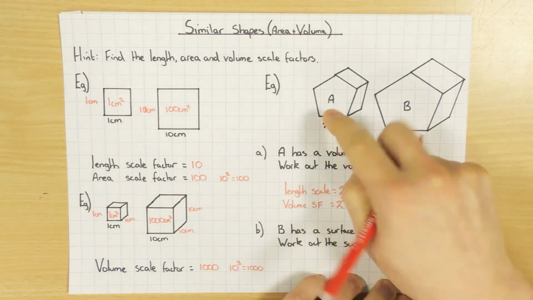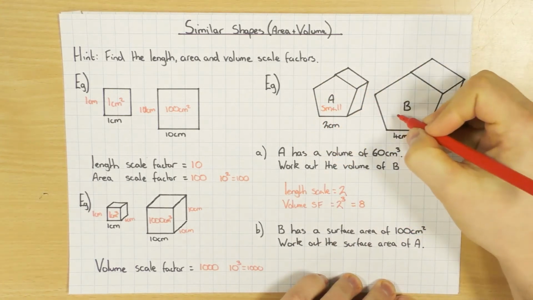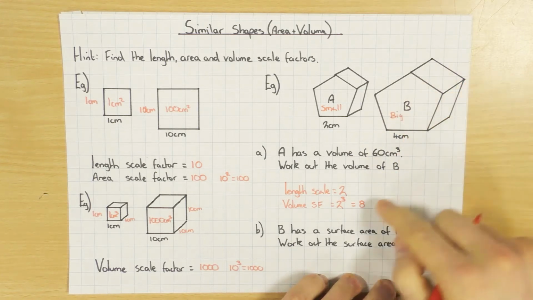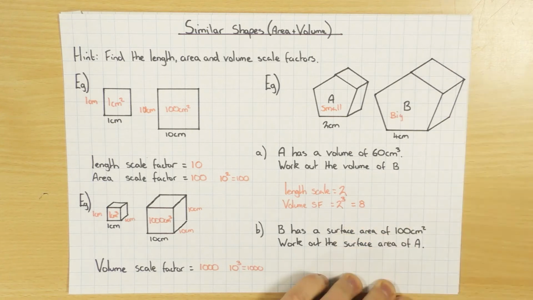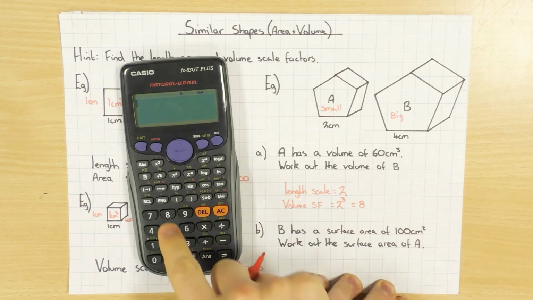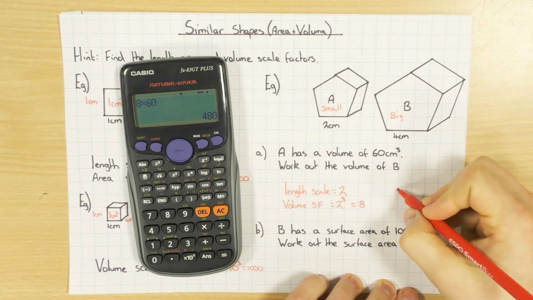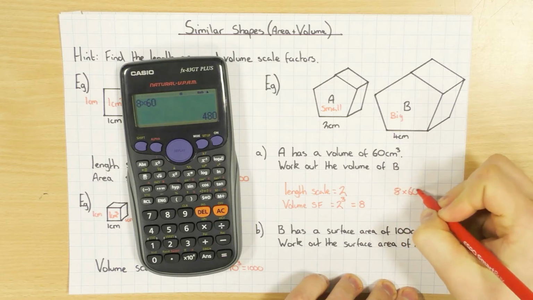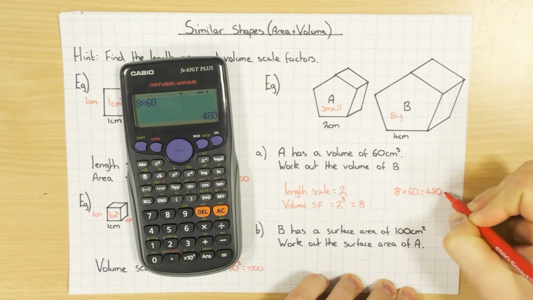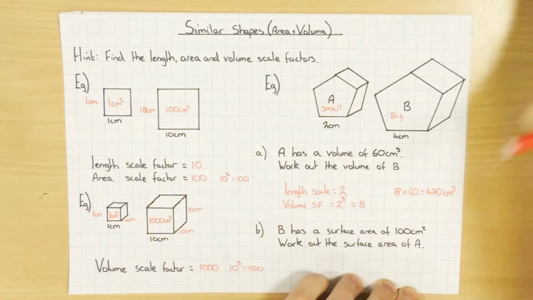So if A, which is the small shape, has a volume of 60 centimetres cubed, and I want the volume of B, which is the big one, I need to times it by the volume scale factor. If you've got a calculator, cool, you can do it. It's not too hard. But obviously 8 times 60 will give you the volume of B, which is 480. And again, make sure you get your units right, centimetres cubed, because it's volume.